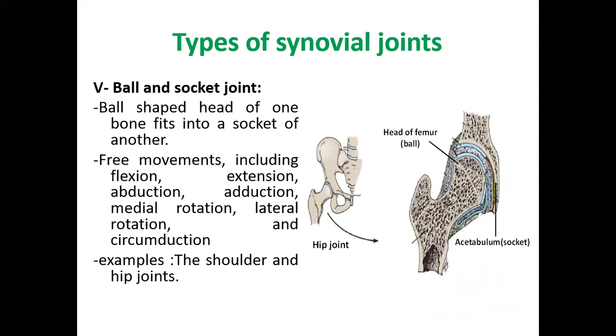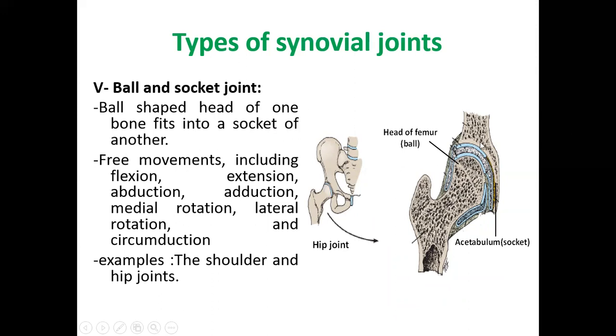Then the next type of synovial joint is the ball and socket type of joint. The ball head shape of one bone fits into the socket of another. The best examples are the shoulder joint and the hip joint. So this is the hip joint. Here the head of the femur, which looks like a ball, fits into the hip bone where there is a socket. So this is the socket here. The head of one bone fits into the socket of another.